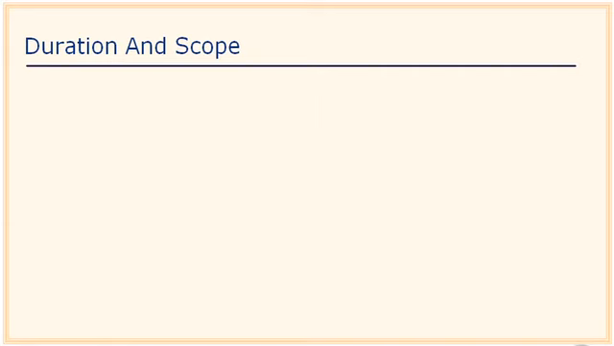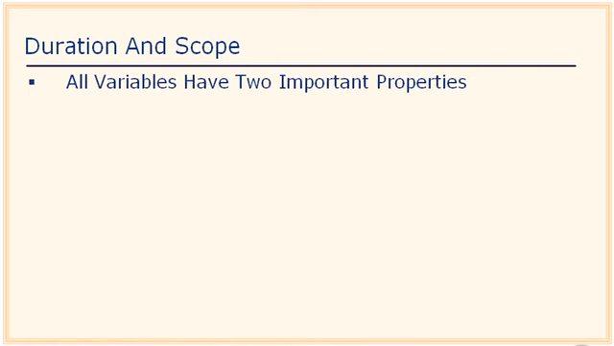In this section of videos entitled C++ Programming Basics, we've talked a lot about variables and data types and so forth. And now I want to talk about something very important about how you're dealing with your variables, and that is two properties called duration and scope.